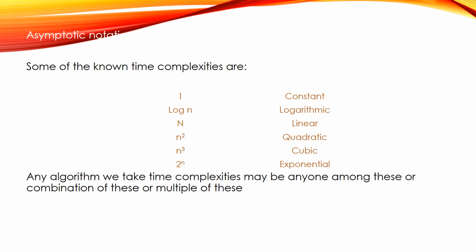Asymptotic notations are used to represent the time complexities of algorithms. So if we analyze the algorithms and study them by the execution of their statements, then we may get time complexities any one among these. It may be constant, logarithmic, linear, quadratic, cubic, exponential. These are some of the known time complexities. Any algorithm we take, time complexities may be any one among these or a combination of these or multiples of these.